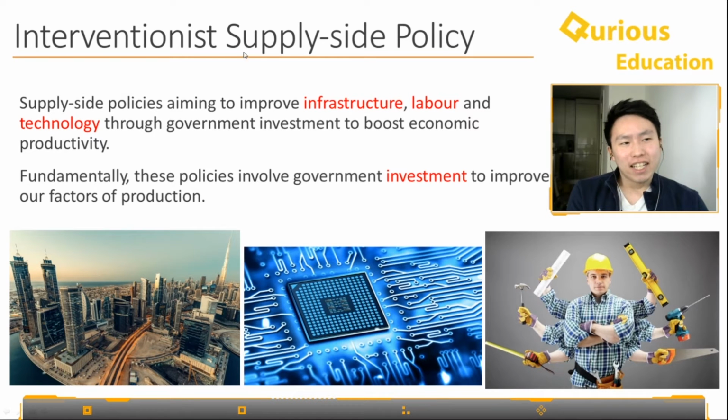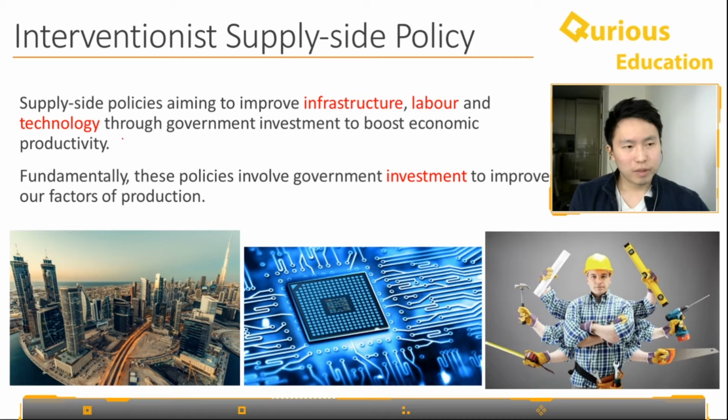Okay, so interventionist supply side policy. This is one of the main branches of supply side policy. It's called interventionist because the government is spending money directly to intervene in the economy. In particular, there are three ways that the government can do this. The first is to invest in infrastructure. The second is to invest in labor, and the third is to invest in technology.